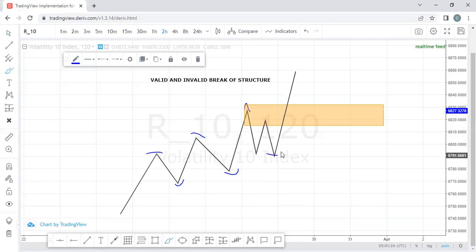So this is another picture perfect higher low. So you have another higher low here. That is it.